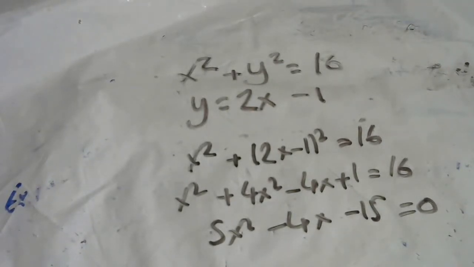I'm just going to pop this into the calculator. Again, it's a quadratic formula thing, I would have suspected. It doesn't divide by anything, so you just have to go with that. So 5 is your a, minus 4 and minus 15. So solutions are 2.177, 2.18 to 2 decimal places.